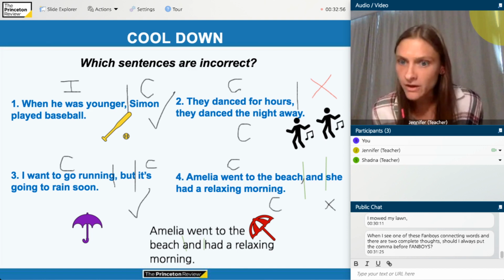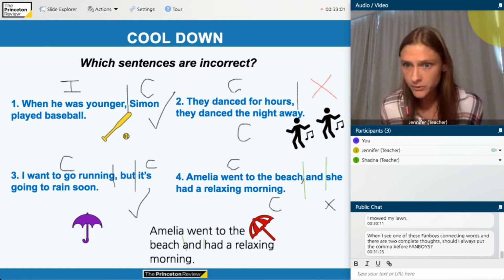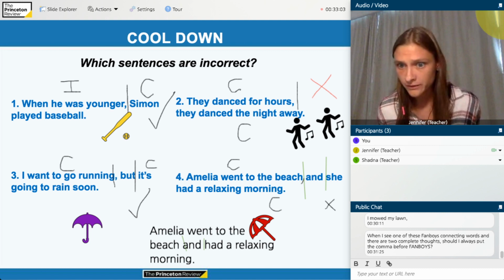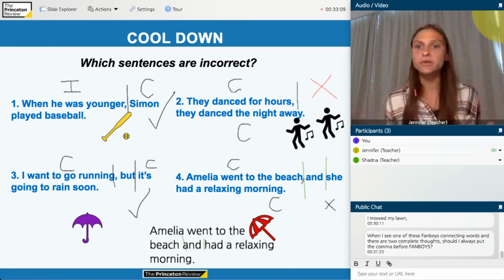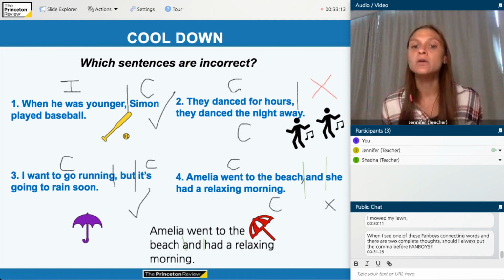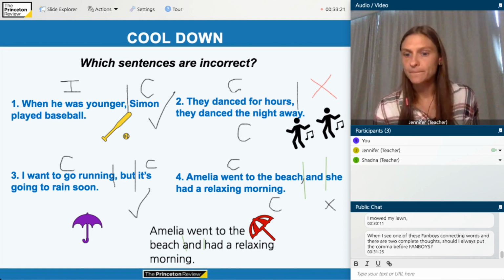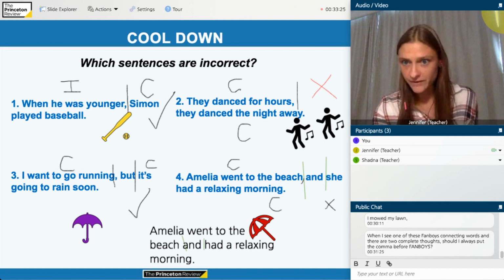What's going on? So this next question said, when I see these fanboys connecting words and there are two complete thoughts, should I always put a comma before fanboys? Yes, whenever there are two complete ideas, two independent clauses that can stand on their own, you always need to have a comma before that fanboy that's connecting those two clauses. Okay. Let me know if you guys have any more coordinating conjunction questions there.